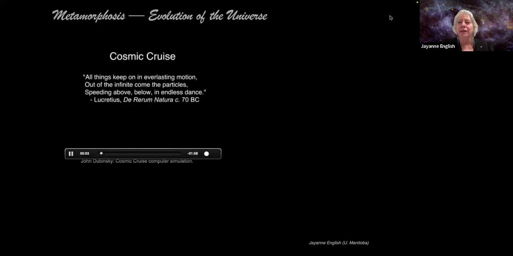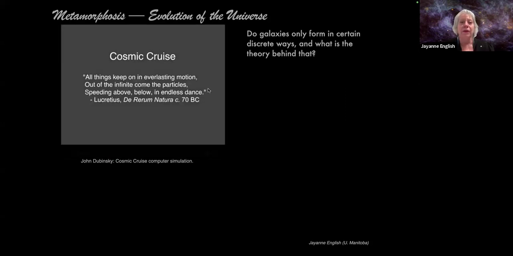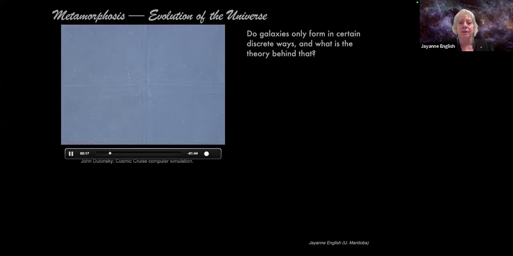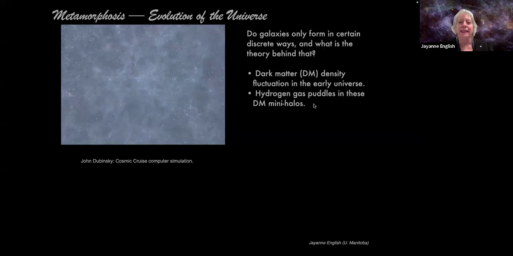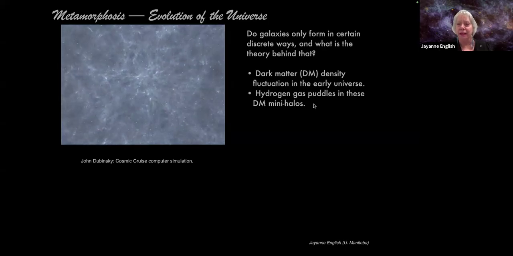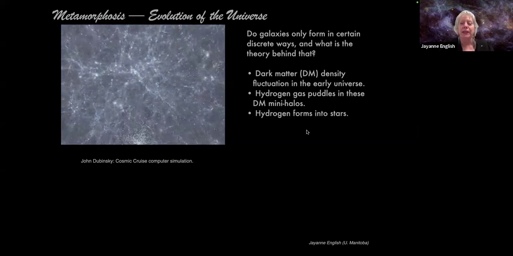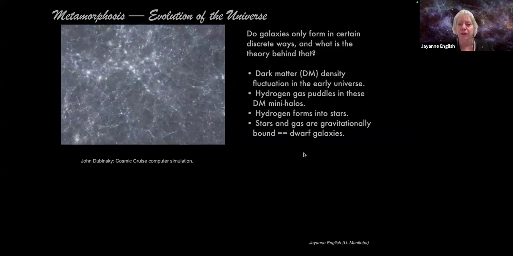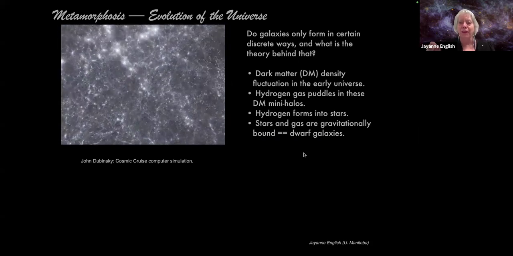Okay, so we can ask the question like, why do these rings form? Do galaxies only form in certain discrete ways? And what is the theory behind that? So on the left here, we have a cosmological simulation where we start with dark matter density fluctuations in the early universe. And then the hydrogen gas actually pools in these dark matter mini halos, because that's where the gravitational pull is. And that hydrogen gets converted into stars. So fuels for stars. And the stars and the gas are gravitationally bound. Well, what are they? They're dwarf galaxies.